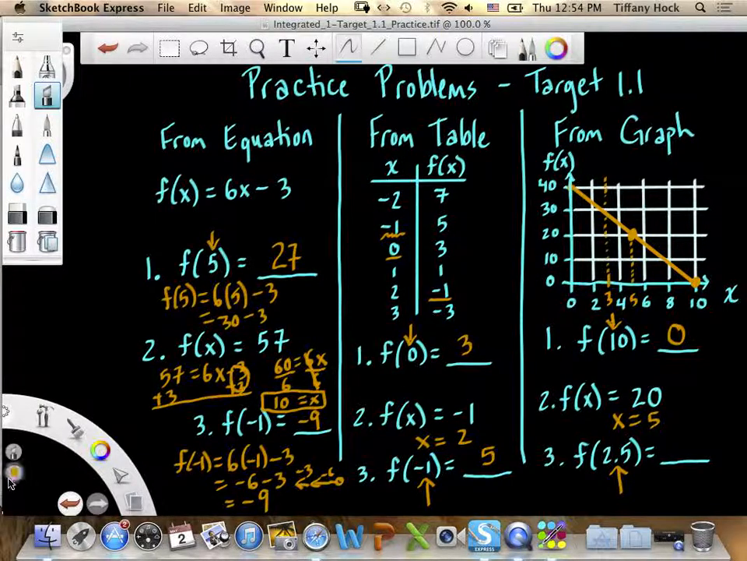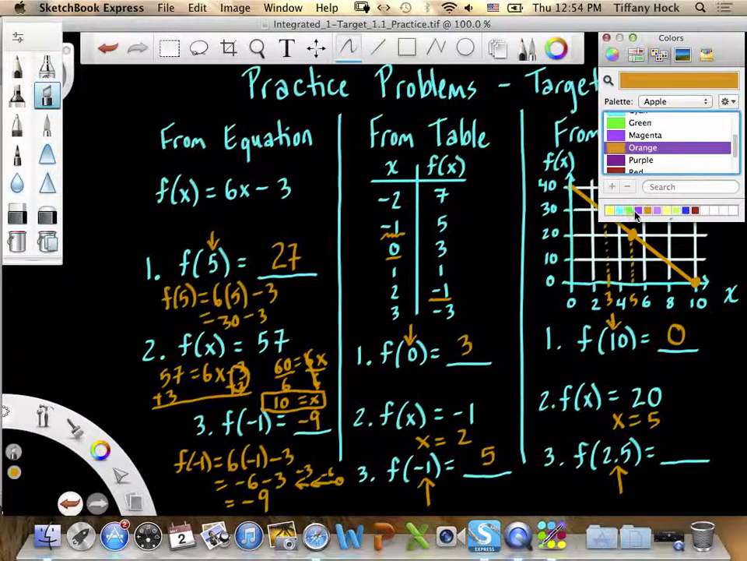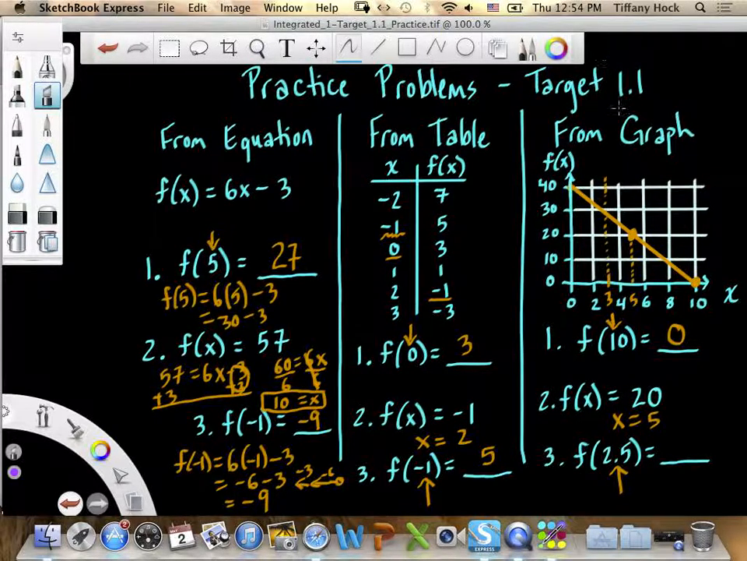So I want to switch colors here just for a second. Let me pick a yellow color, or actually, let's go with pink. And if I go halfway between the 2 and the 3, that's where the 2.5 is going to be. Right in here. And if you notice, that's where it's crossing right here. It actually crosses one of these grid lines. So when x is 2.5, my corresponding f of x value will be equal to 30.